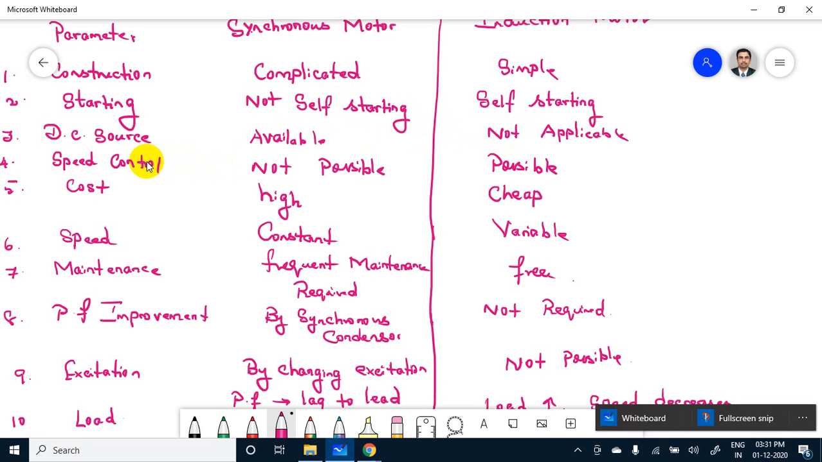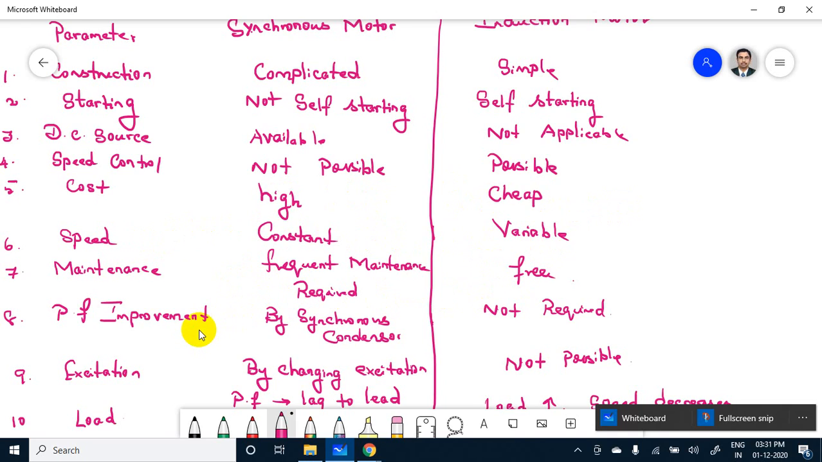Parameter 4, speed control. Speed control is not possible in the synchronous motor, and in the induction motor it is possible. Cost wise, the synchronous motor is very high, the induction motor is very cheap. Speed: in the synchronous motor it is constant, but in the induction motor it is variable. Maintenance: frequent maintenance is required, but here it is free.